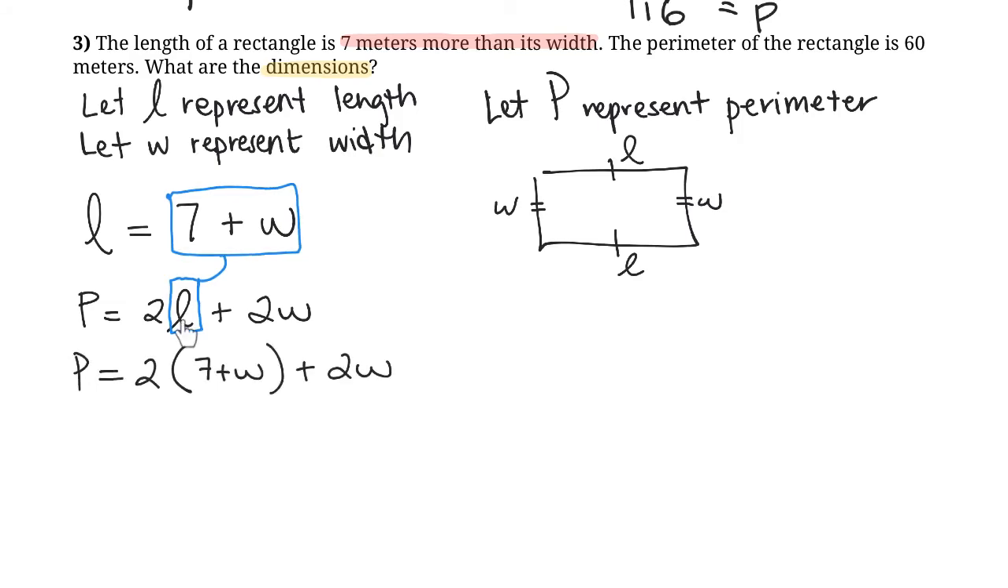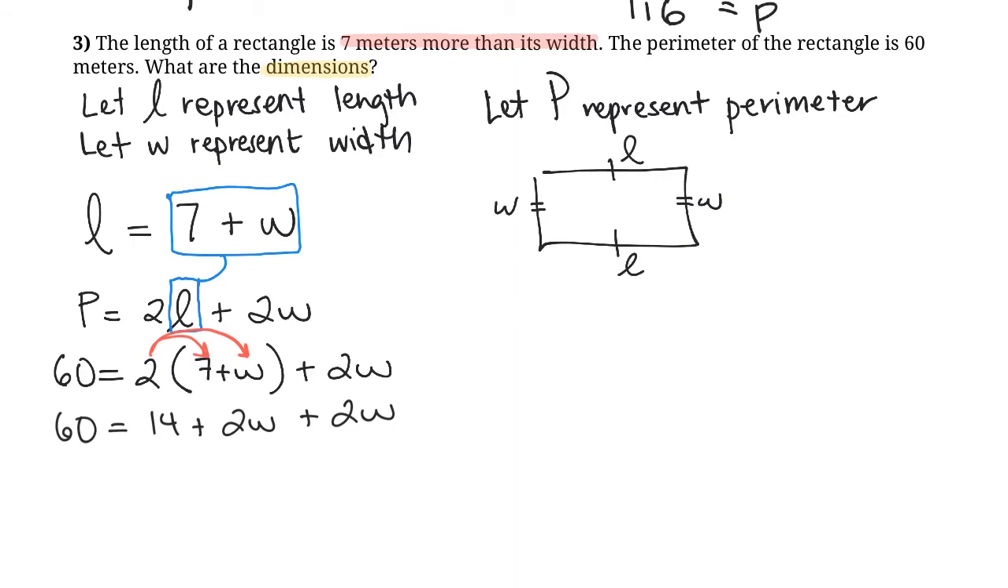Now remember, we can't solve for 2 letters at a time. So by replacing L with what we know, we actually end up with just the W's. Now you might say to yourself, well, you also have this letter P, but I'm going to erase that because we do know what the perimeter is. The perimeter of this rectangle is 60. So in order to solve for the variable W, the first thing we're going to have to do is distribute this 2 into the bracket. So that is going to leave us with 60 equals 14 plus 2W plus 2W.